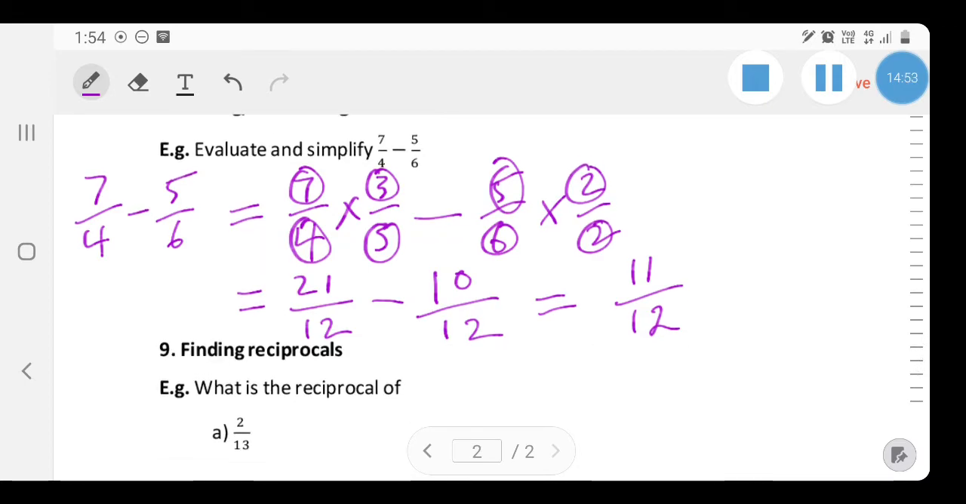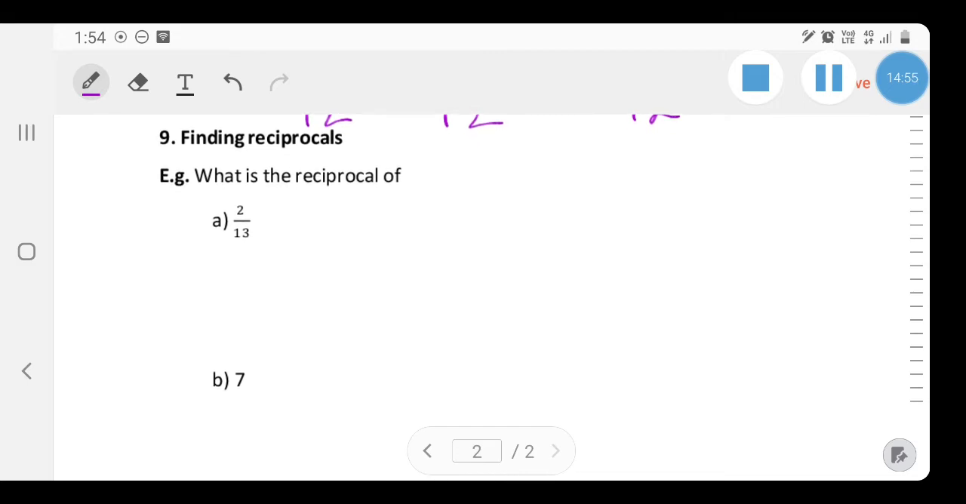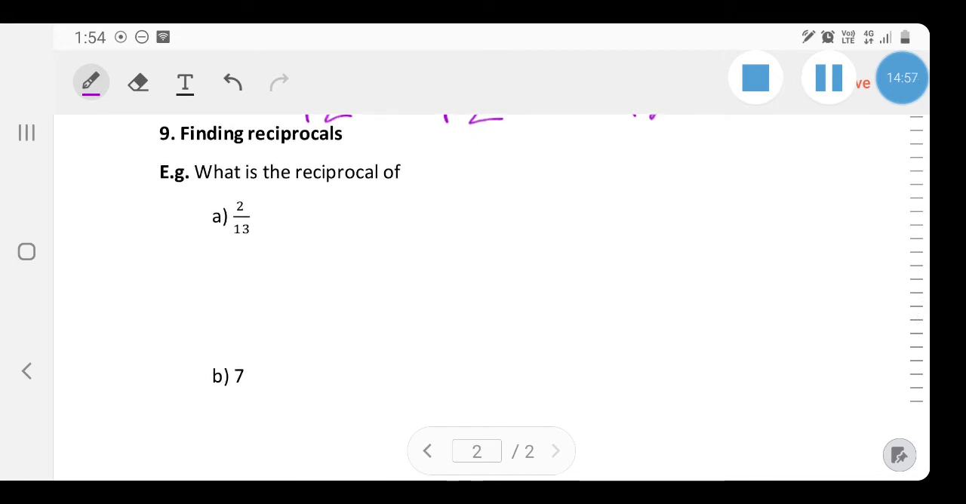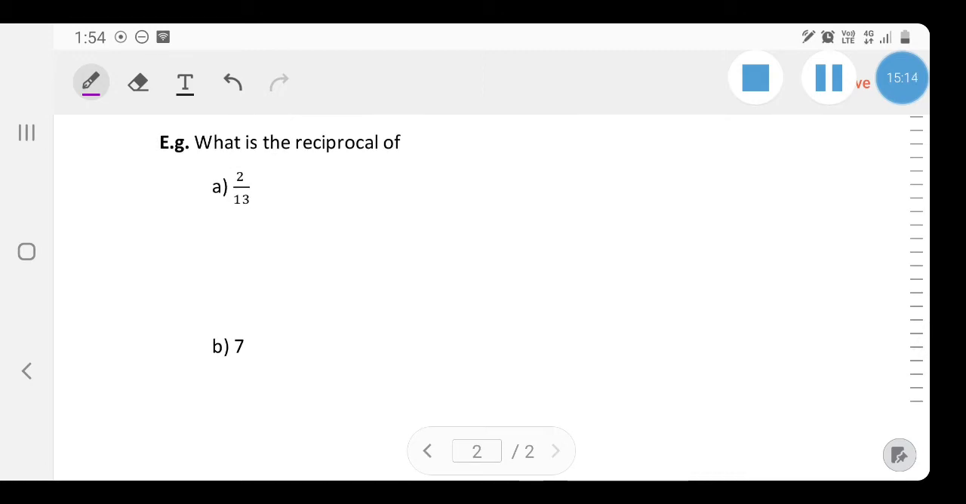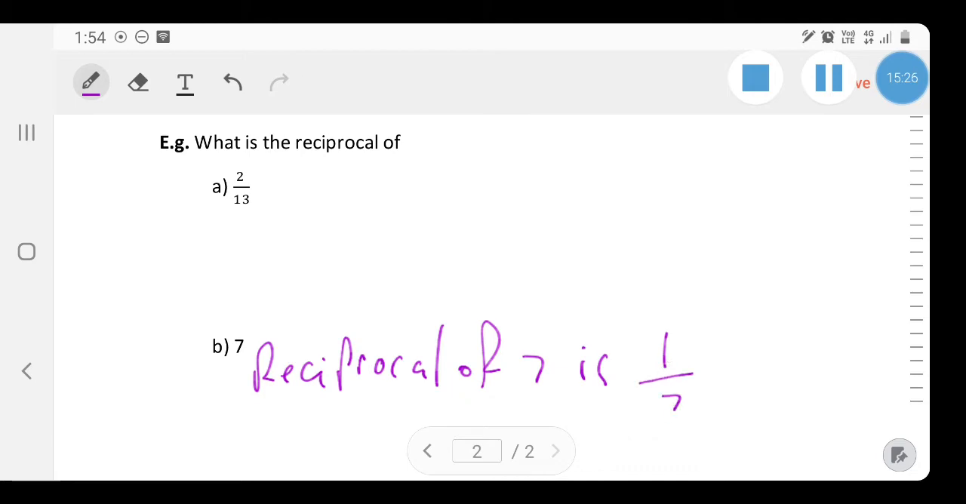All right. One more question. Reciprocals. You might have forgotten what that word means. The reciprocal of a number is 1 divided by that number, 1 over that number, okay? So let's actually do B first. So the reciprocal of 7 is 1 divided by 7. Easy.